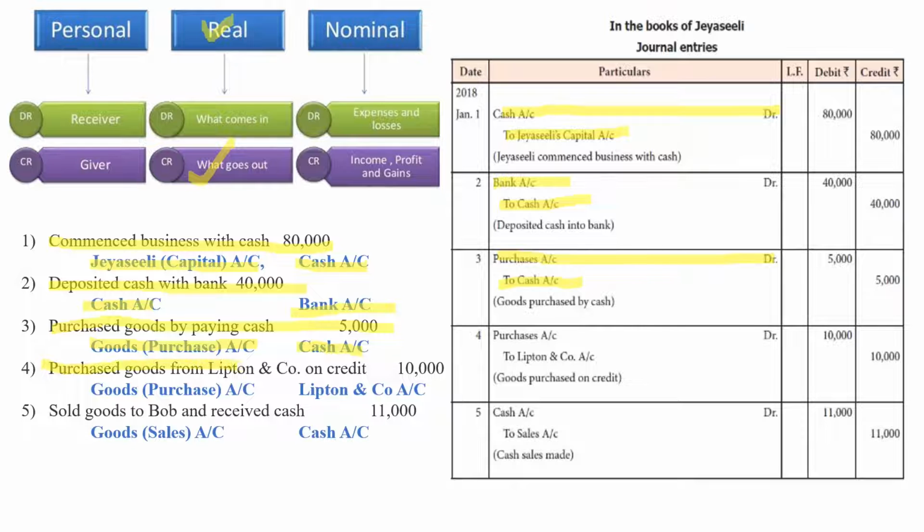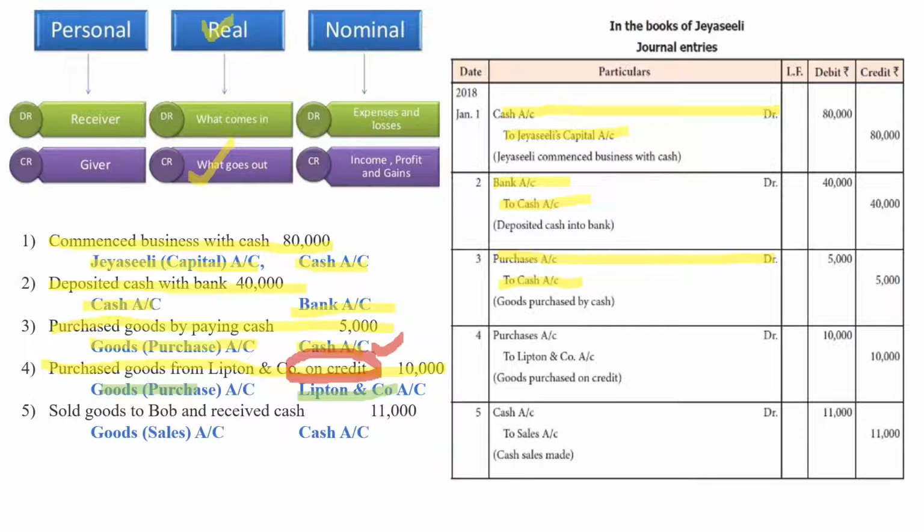Purchase goods from Lepton and Co on credit $10,000. Here why do we not take cash? Because this is a credit transaction. We did not pay on the spot when we received. That's why we would pay Lepton and Co in the future. So purchase account, goods, because the event is purchase, and Lepton and Co account.